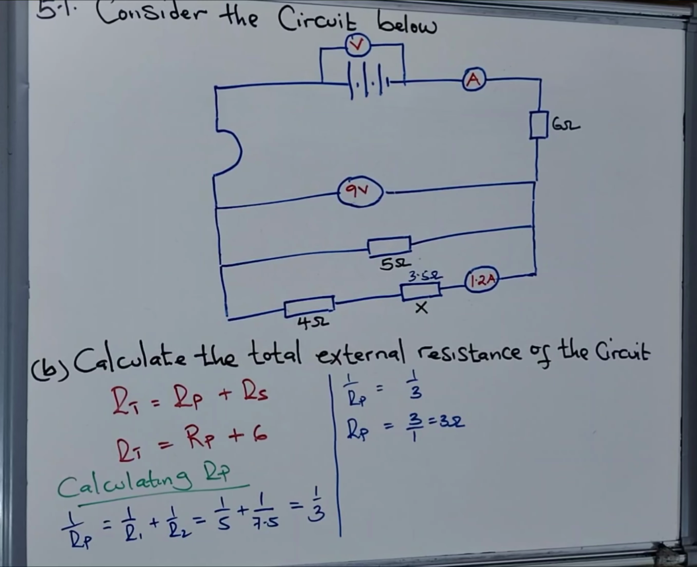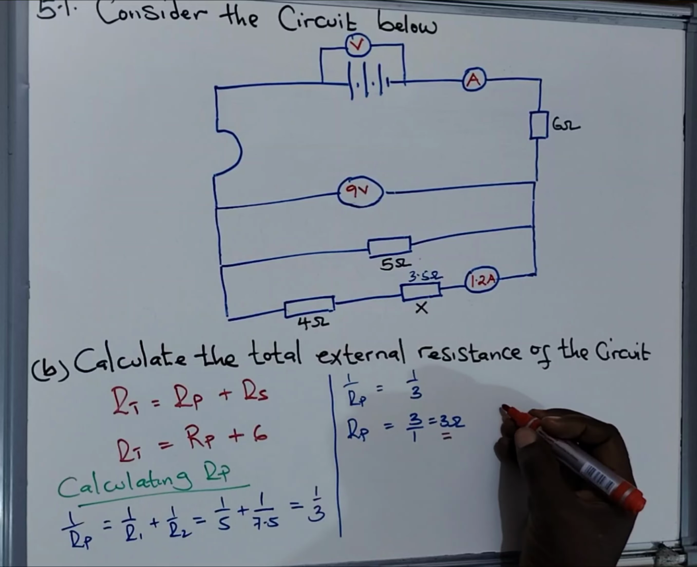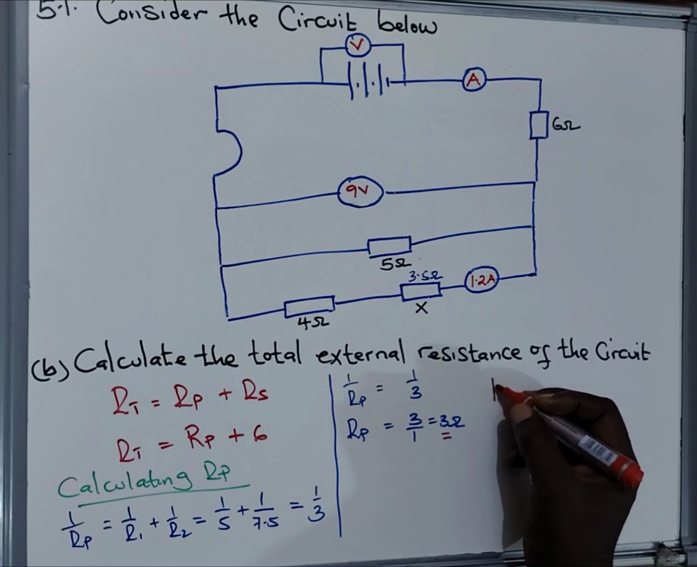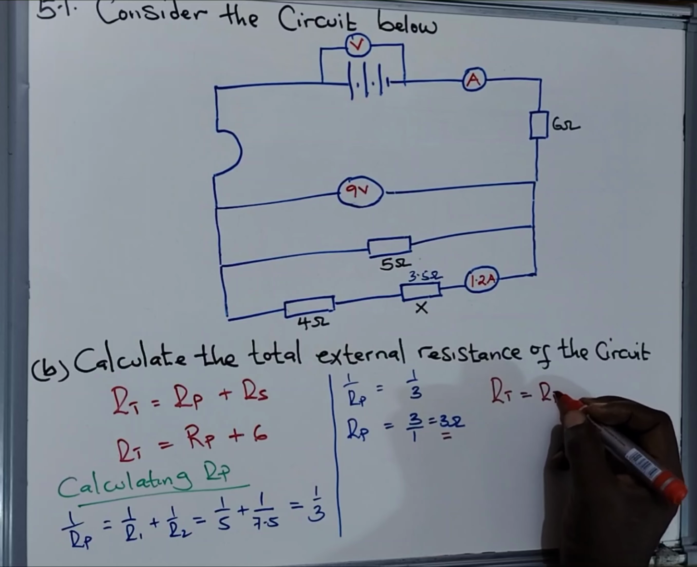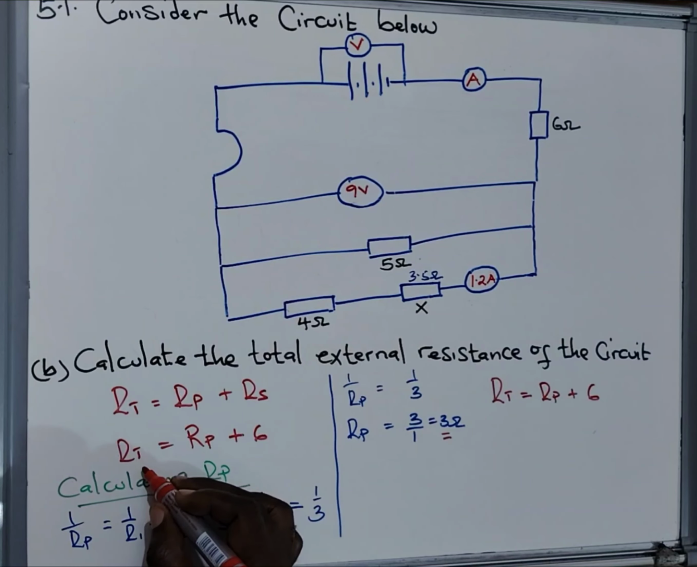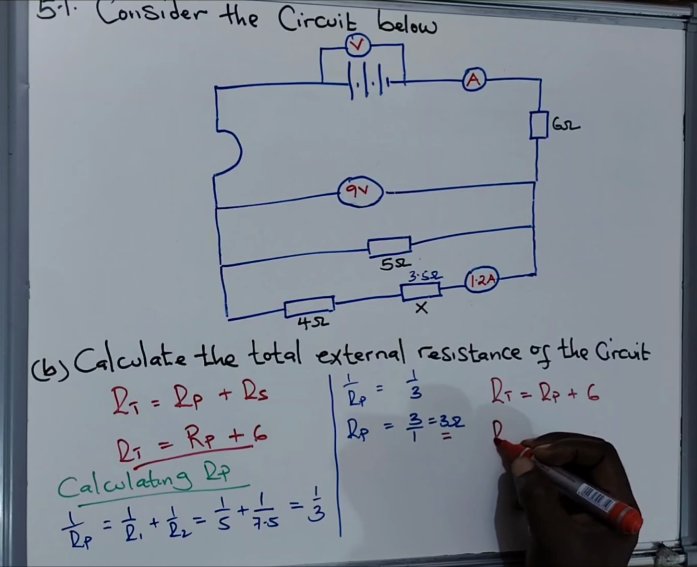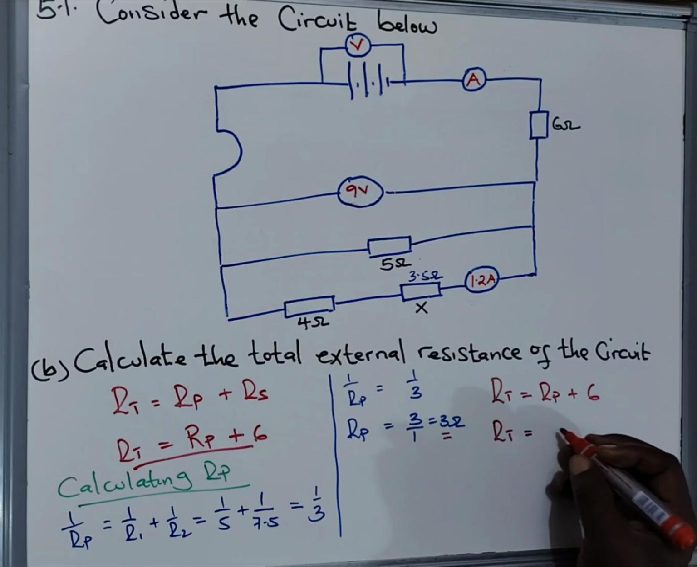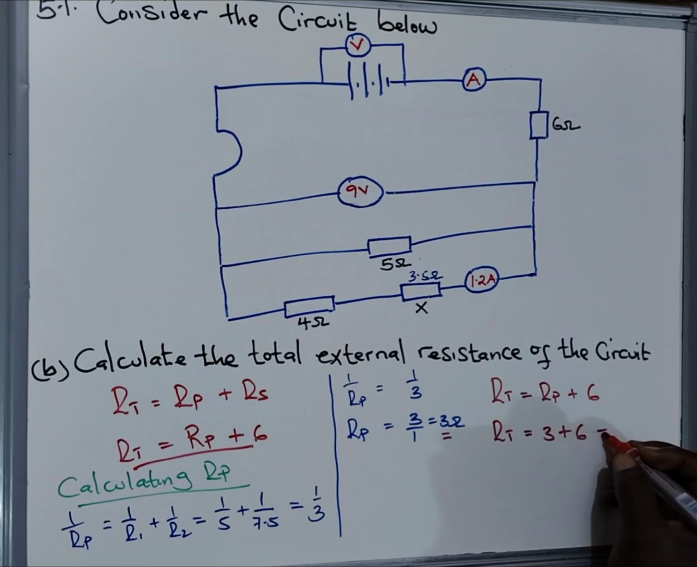So after getting RP, we can go ahead and substitute in our equation. Remember, we have RT is equal to RP plus 6. The equation is here. So if you substitute for RP, we get RT is equal to 3 plus 6, giving us 9 ohms.